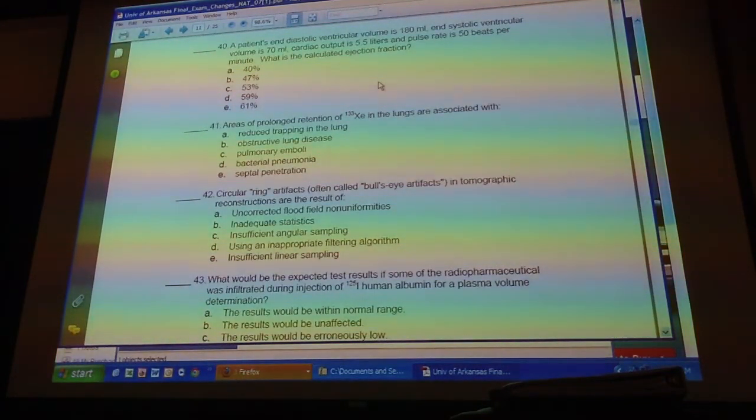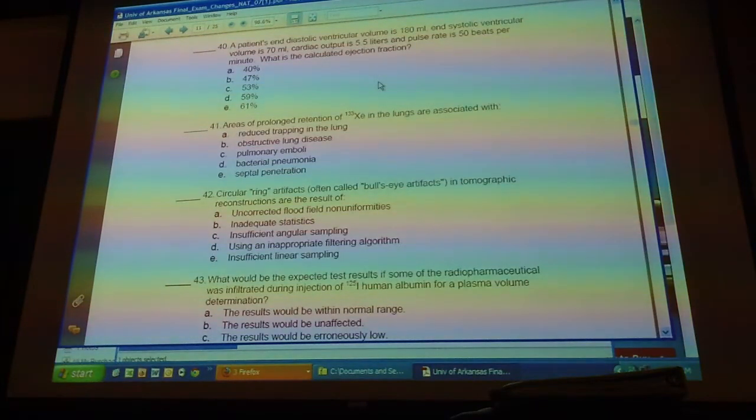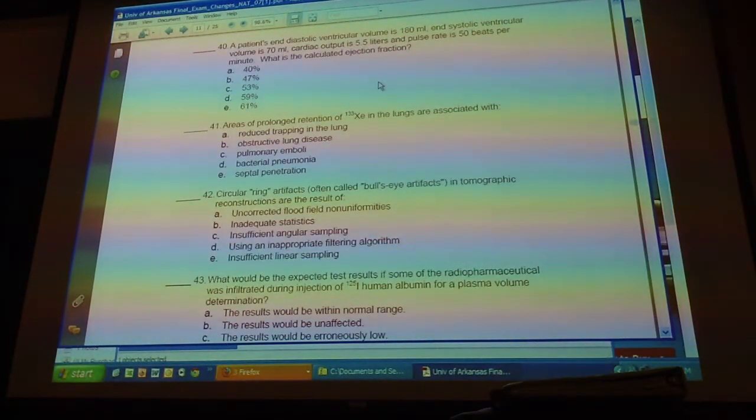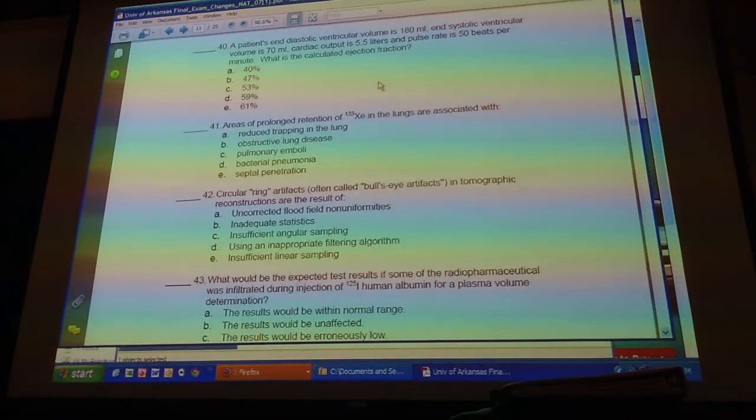You should know normal values for this because the other question that somebody like me, especially, when I write questions for the ARRT or the NMTCB, my next question would be, is it normal or abnormal? Okay, what do you do with this patient? I would actually ask, is it within a normal range?